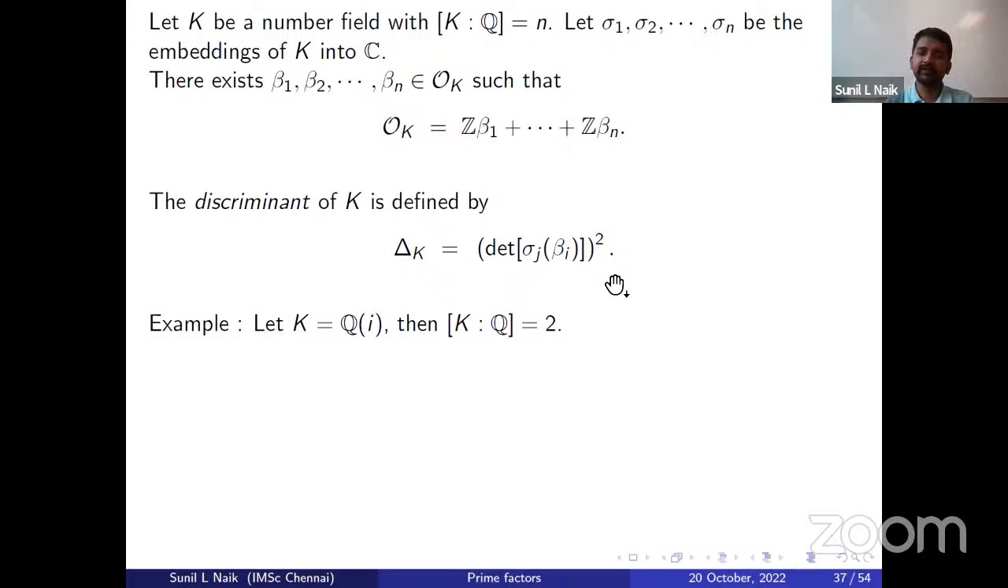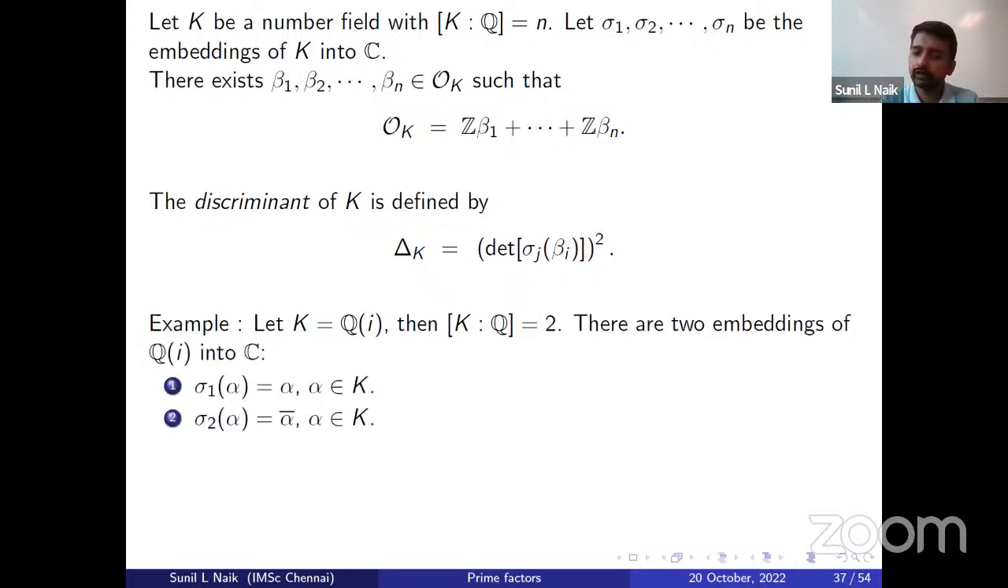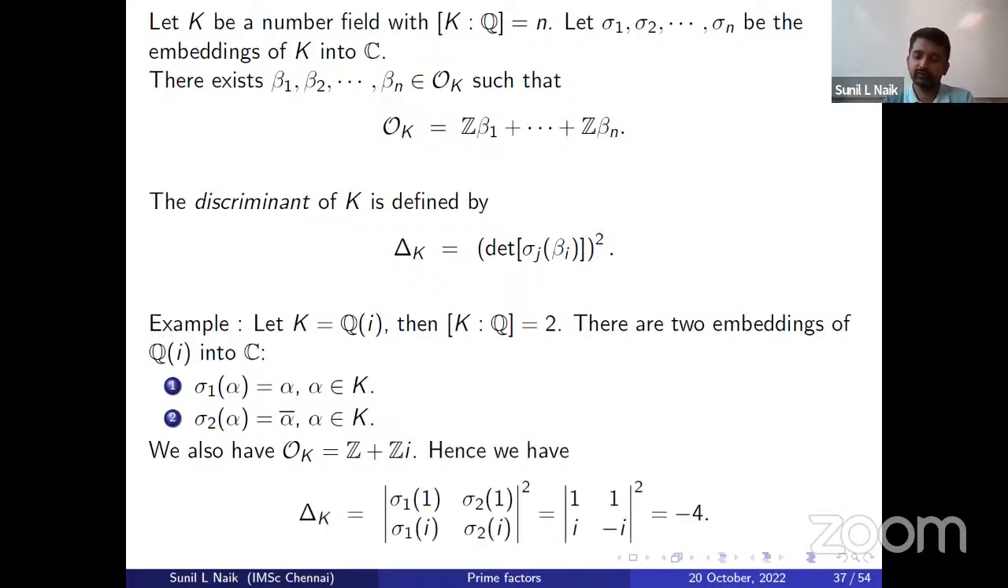For example, if you take K equal to Q of i, here the i is the square root of minus 1, then Q of i has degree 2 over Q. There are two embeddings of Q of i into the set of complex numbers. One is given by the identity, the second is given by the complex conjugation. Here, O_K is generated by i over Z. The discriminant of K is the square of the determinant of the matrix 1, 1, i, minus i, which is equal to minus 4.